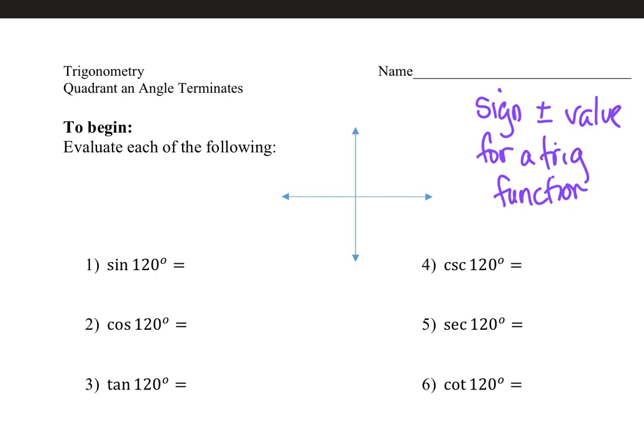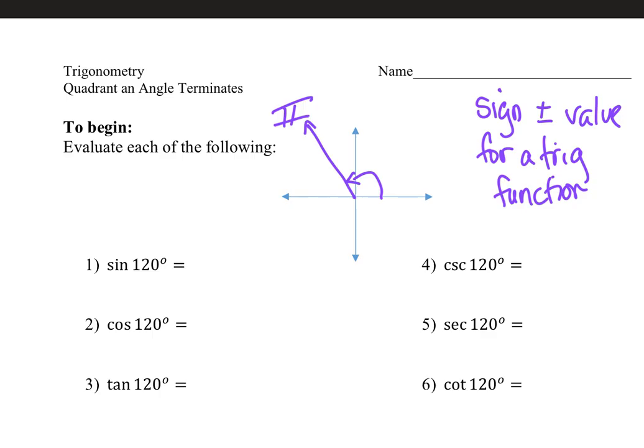Okay, so if we draw, let's say 120 degrees, 120 degrees would be about here-ish. It would be this angle right here. This angle we consider to be in quadrant 2. So wherever the terminating side is, that's where the angle terminates. That's the quadrant that it's in. That's generally what we say.